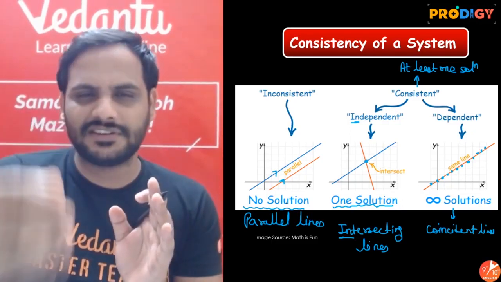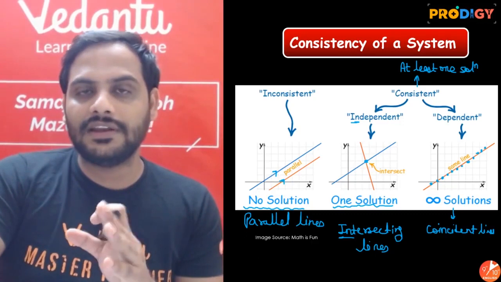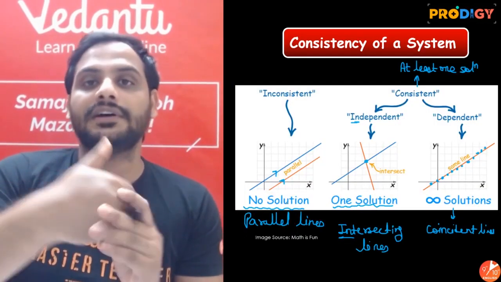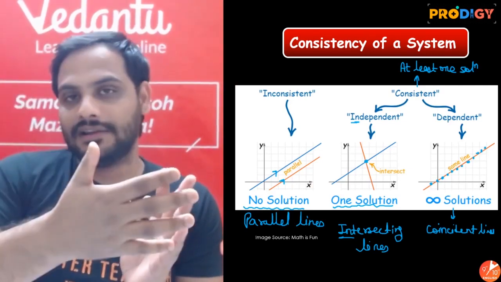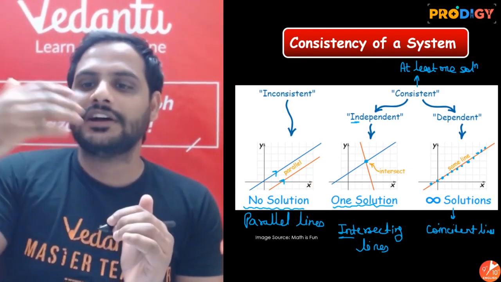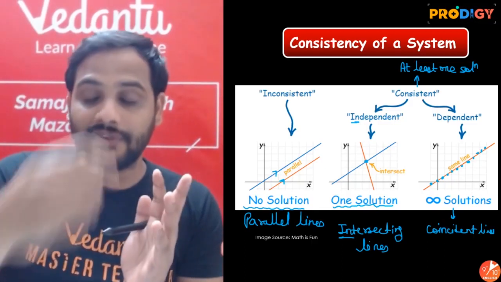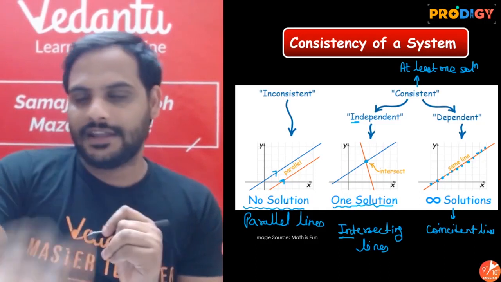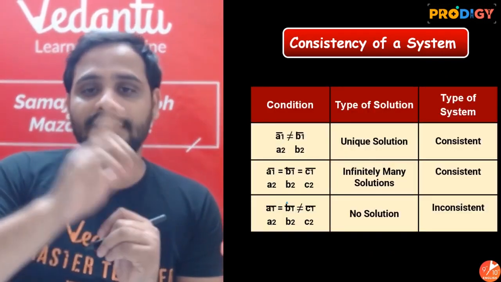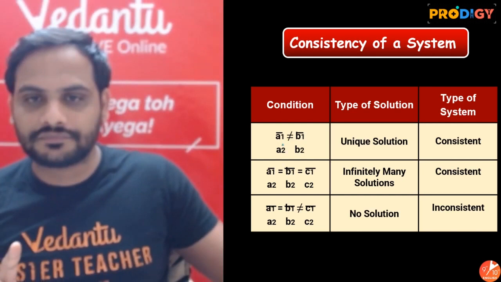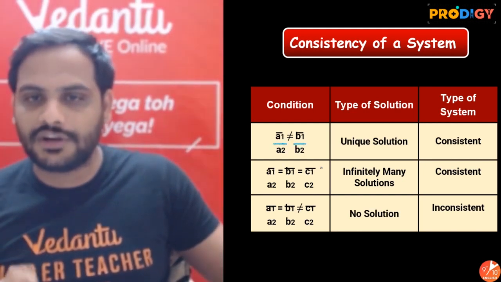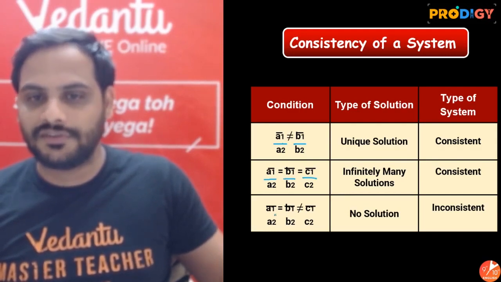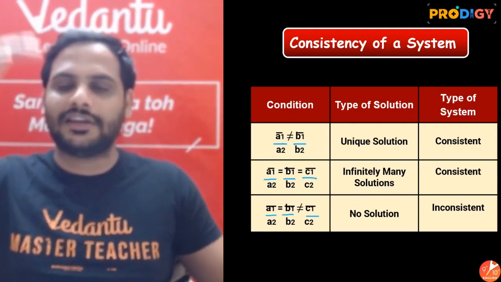Okay, so this is just the theory. The graphs you can see very well. Then the condition. Now see, this is one way we can see whether the system will be of parallel lines, intersecting lines or coincident lines. But suppose I don't draw the graph, and just by looking at the equations with calculations, can I know? So these are the conditions. First one, a1/a2 is not equal to b1/b2. Then a1/a2 = b1/b2 = c1/c2, and the other is a1/a2 = b1/b2 not equal to c1/c2.